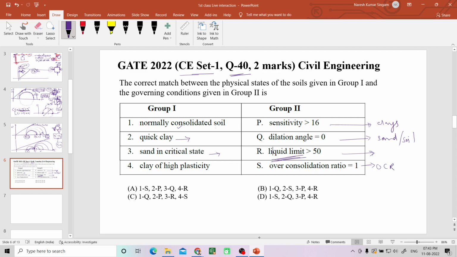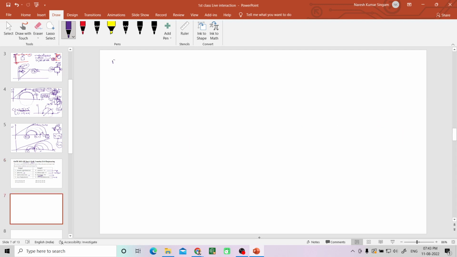A preliminary understanding is required before matching them. You can't just go through group 1 first and directly match with group 2. Go through all the options first, then let us see how they can be matched. So first we will understand one by one what is normally consolidated soil. First one is what?